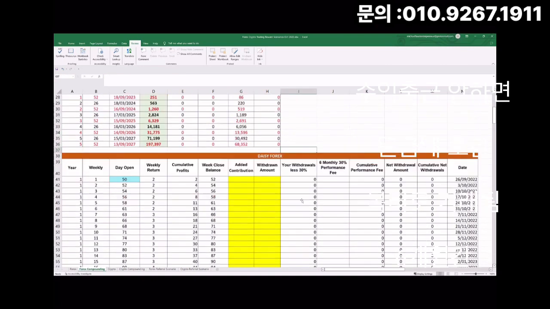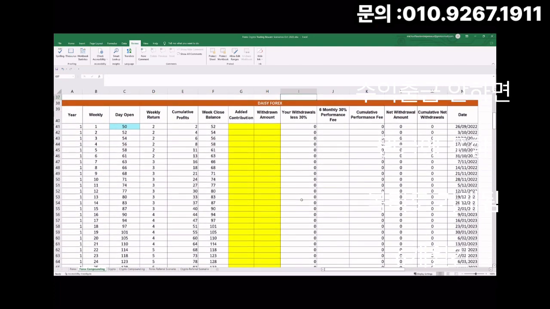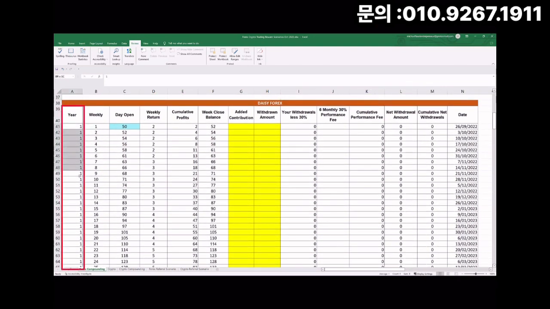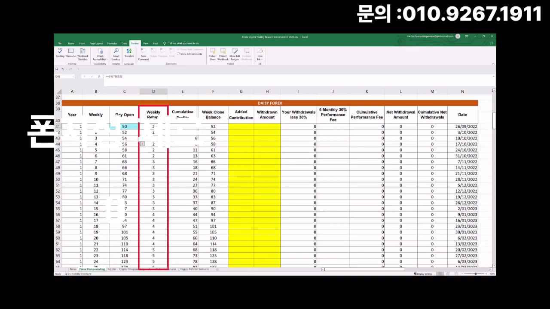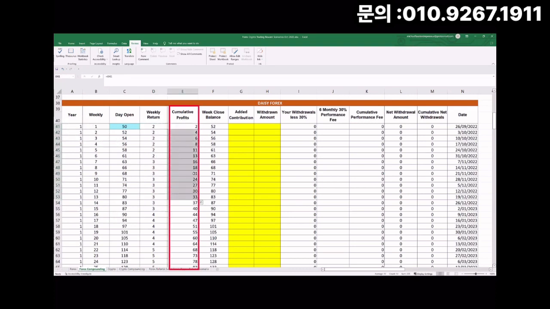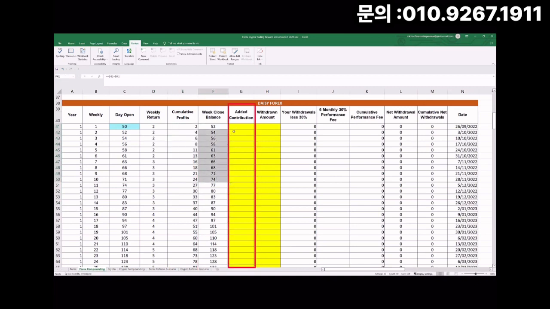Now below, what you can see is the year and every week, week by week, and the amount of funds in your account at the beginning of each week. What the profit would be for each week, and you can see it would slowly increase over time as compounding happens. The cumulative amount of profit and what the close of week balance would be. Now you can add in additional contributions here as well.